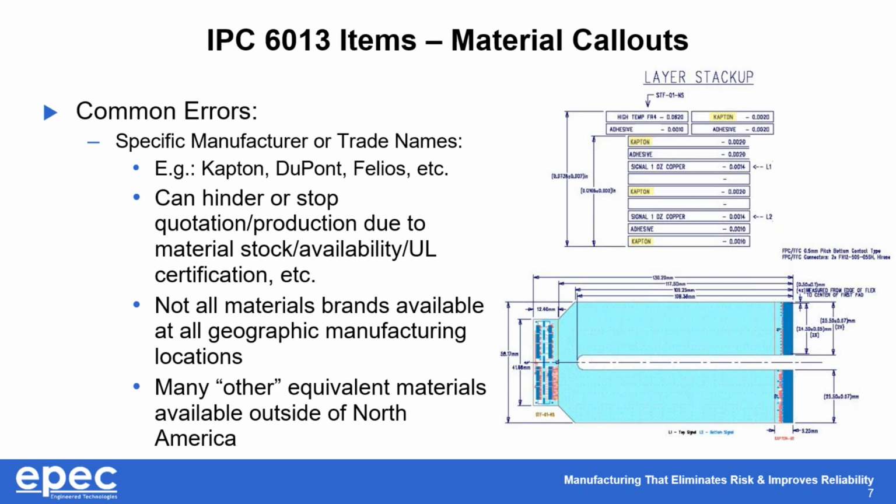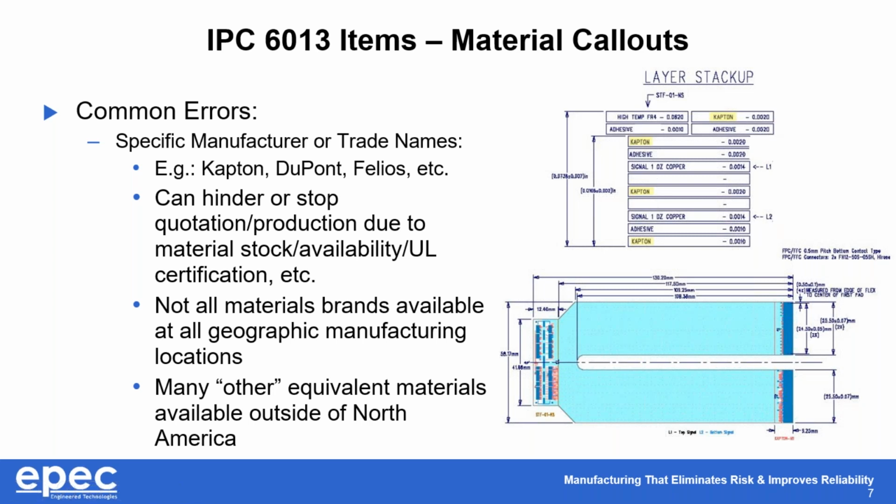So an example of that is off to the side where we have the layer stackup, and you can see that here on the layer stackup, rather than calling out polyimide, they repeatedly called out Kapton, which is something we try to avoid.